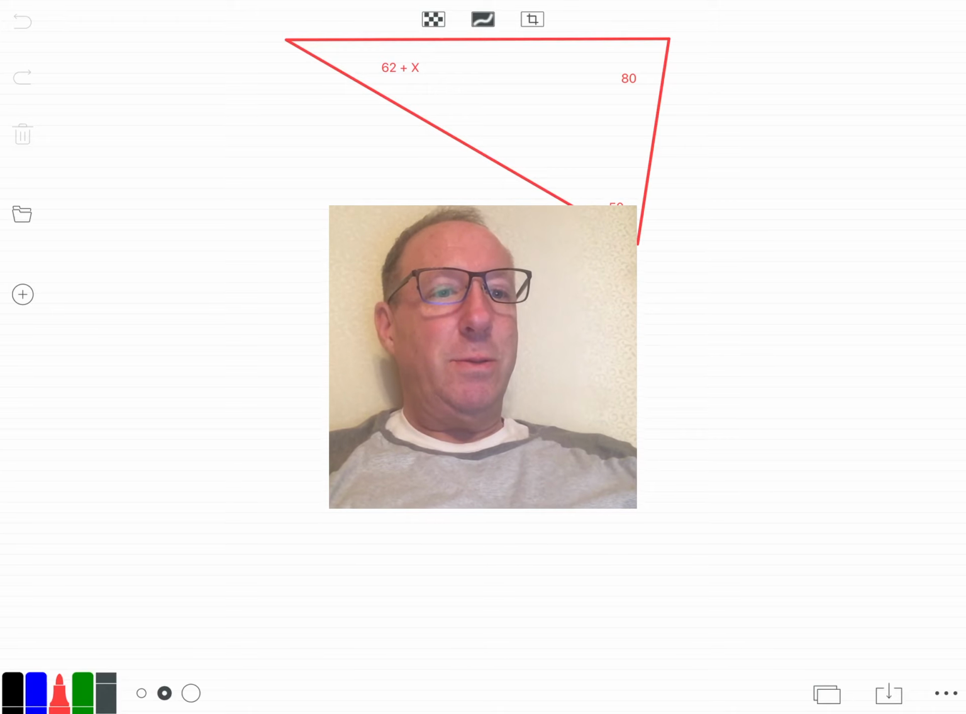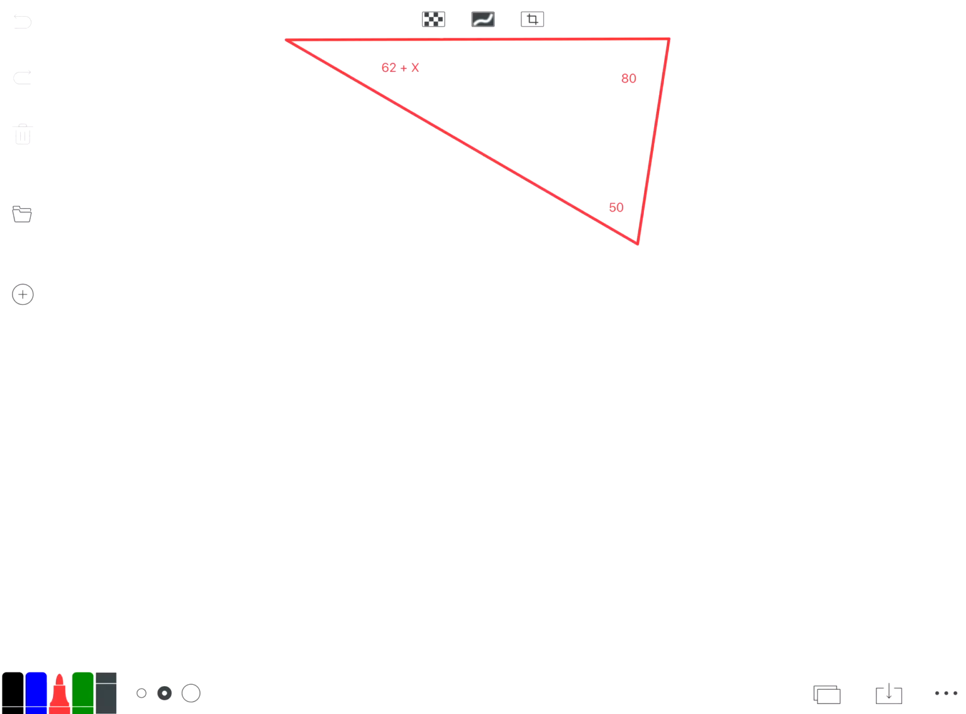The first thing you want to do, remember that the three angles inside a triangle all equal, or should equal, 180 degrees. I'm trying to write this with my finger, so it's going to be a little sloppy. So what we're going to do is add up all the numbers we have.